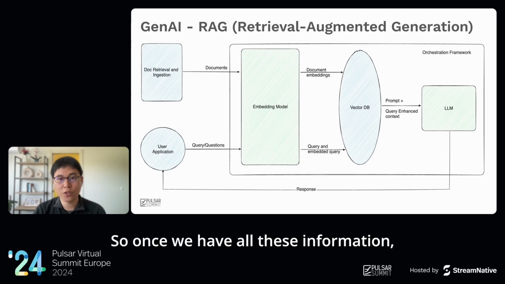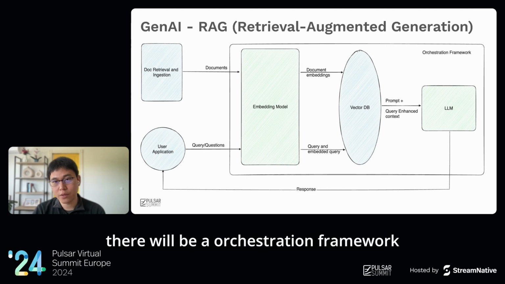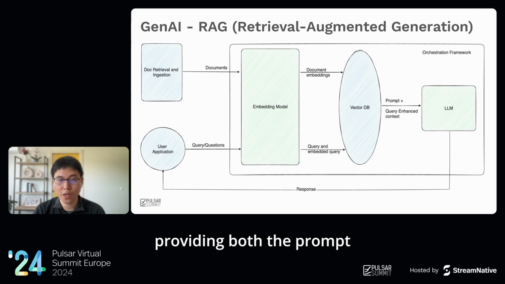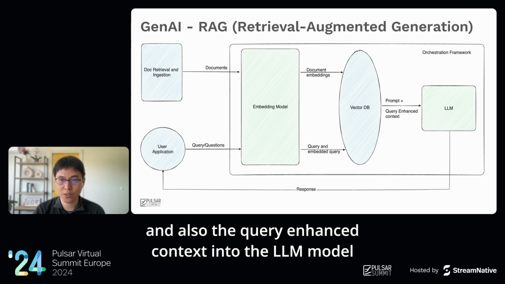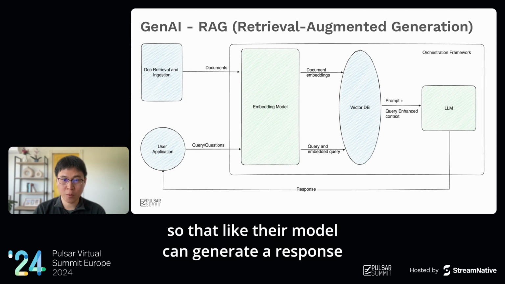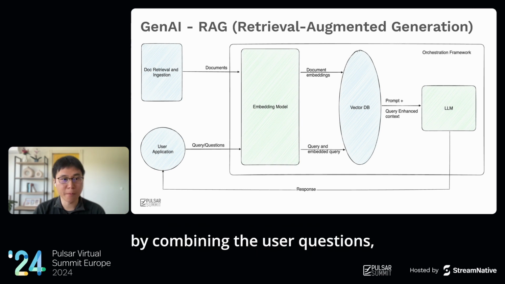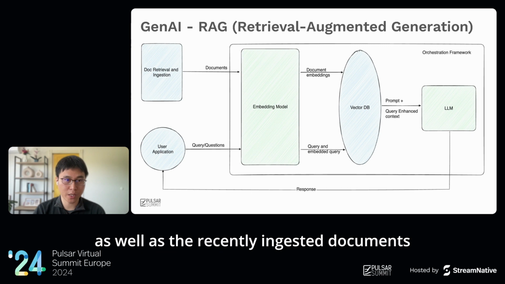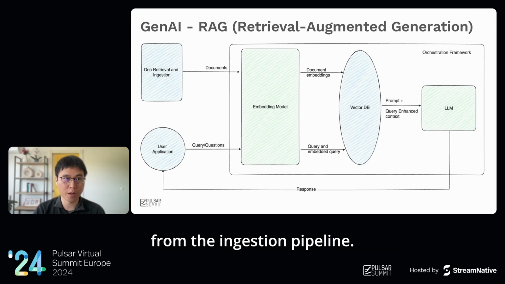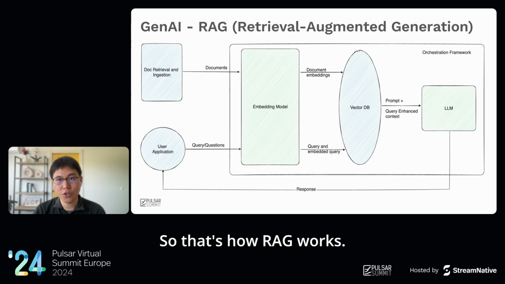So once we have all this information, there will be an orchestration framework providing both the prompt and the query enhancer context to the LLM, so that the LLM can generate a response by combining the user questions as well as the recently ingested documents from the ingestion pipeline. So that's how RAG works.